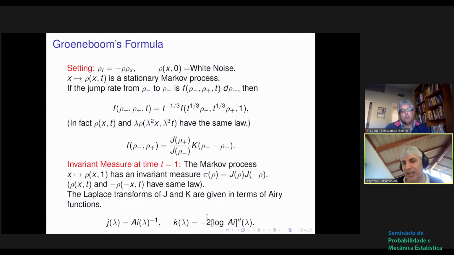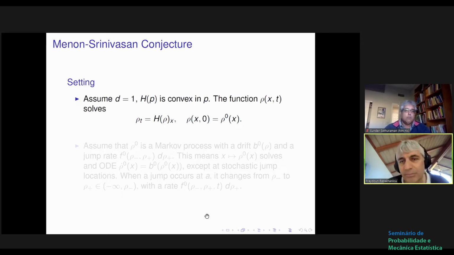if you're familiar with KPZ equations, all these scalings. Some of these Airy functions also show up there. It has to do with this T to the one-third, this cubic scaling that is true for these functions. So maybe I should pause and give you a chance to ponder some of these explicit formulas, if you have any question. If not, then I continue. Okay, so that's Groeneboom's formula.